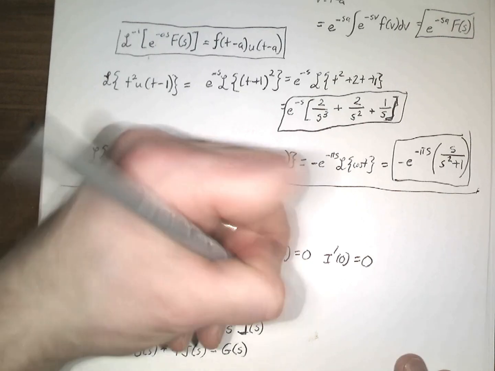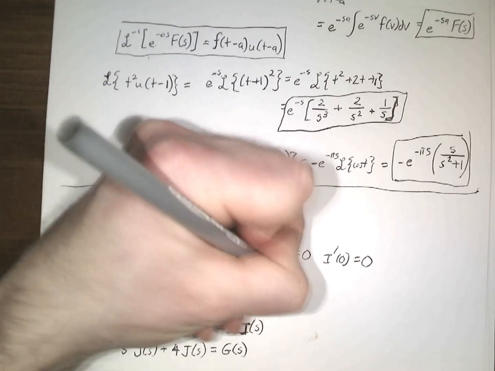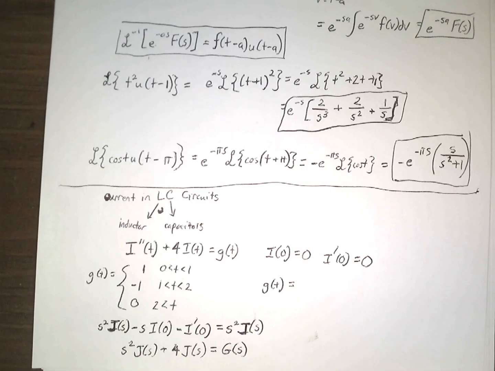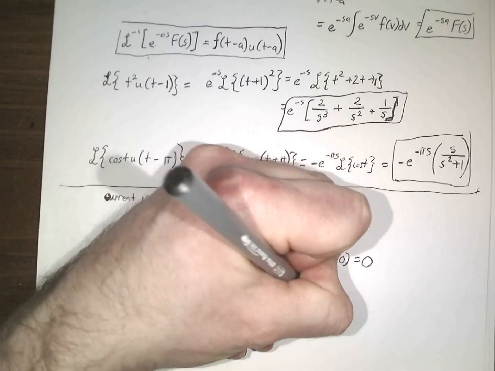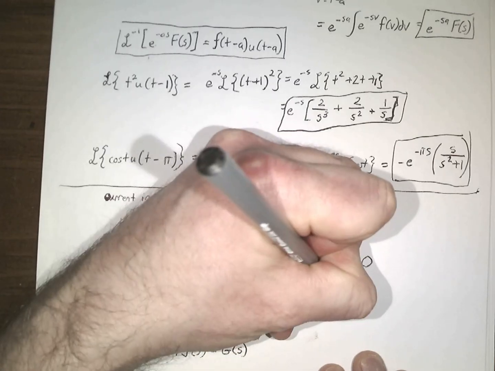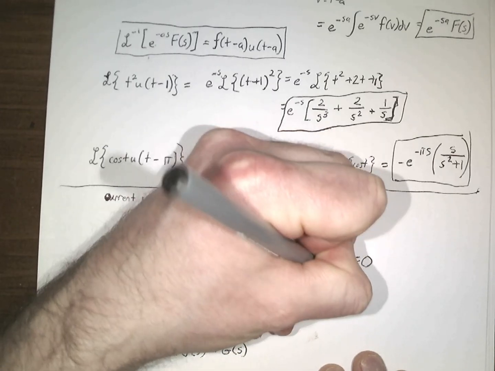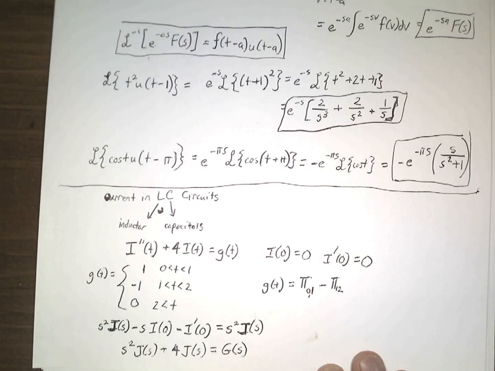So we need to figure out what this G looks like. We're going to rewrite G as some windows here. It's really going to be a window function from 0 to 1. It's just equal to 1 in that range. It's going to be negative 1, so we're going to subtract a window function from 1 to 2. And that's kind of it. It's 0 beyond that.